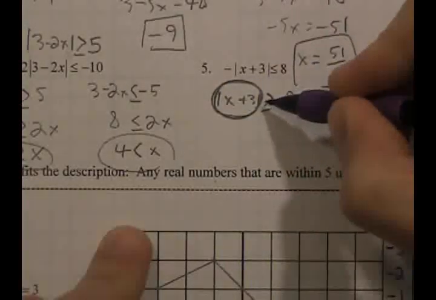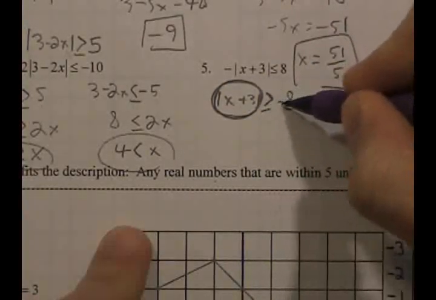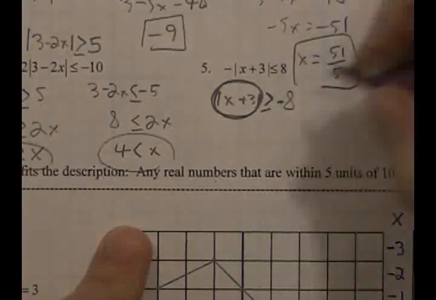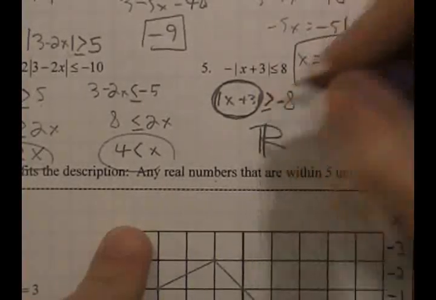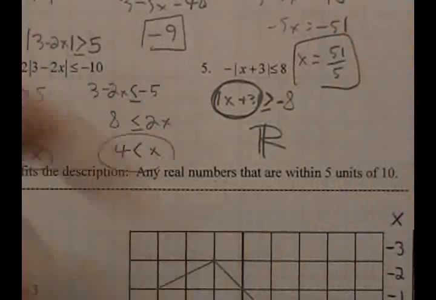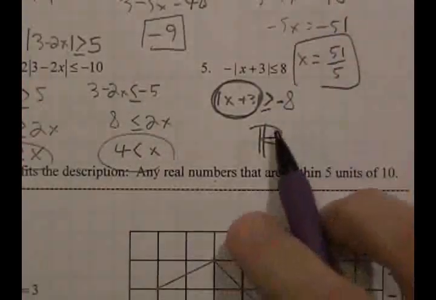And so what we have here is absolute value of something is greater than or equal to a negative number. So you can just jump straight to it and say all real numbers are going to be the solution, because anything that you plug in is going to make this a true statement.